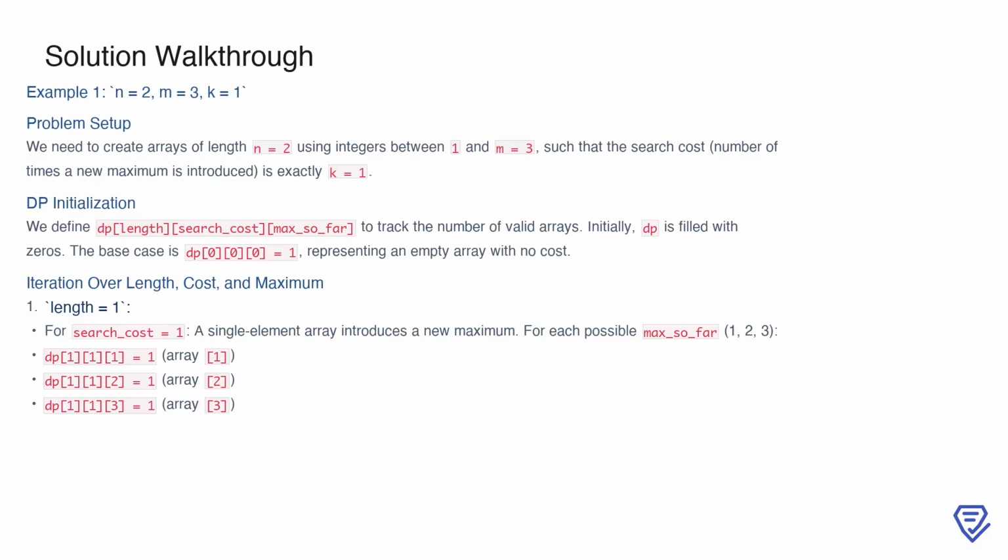Now, we iterate over the possible lengths, search costs, and maximum values. For length equals 1 and search_cost equals 1, a single element array introduces a new maximum. For each possible maximum value, we set dp[1][1][1] equals 1 for the array [1], dp[1][1][2] equals 1 for [2], and dp[1][1][3] equals 1 for [3]. This initializes all valid arrays of length 1 with a search cost of 1.